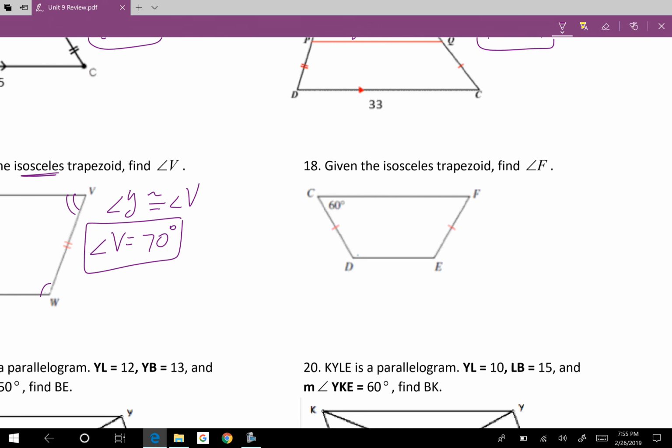Okay, now this one, it says given the isosceles trapezoid, find the measure of angle F. Again, angle C and angle F are congruent. So angle C is congruent to angle F, and so therefore angle F is also 60.